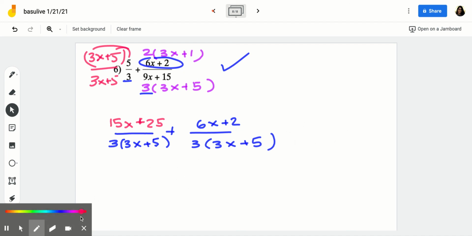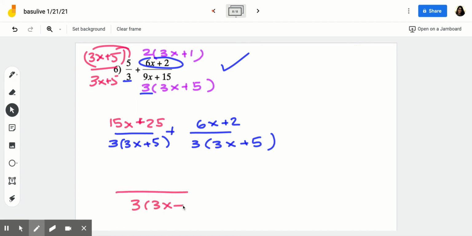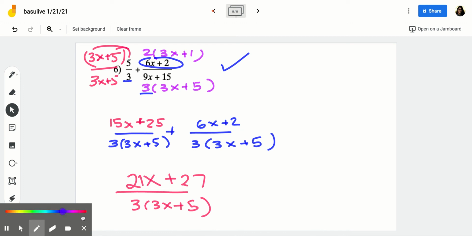And now we just keep the denominator exactly the same, 3 times 3x plus 5, and we add the tops. 15x plus 6x is 21x. And 25 plus 2 is 27. And then you look on the multiple choice test and you're disappointed because you didn't find your answer. Hopefully it's not that you made a huge mistake. Hopefully it's just that you didn't realize something comes out of this.